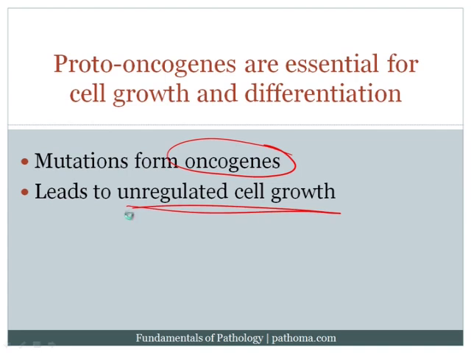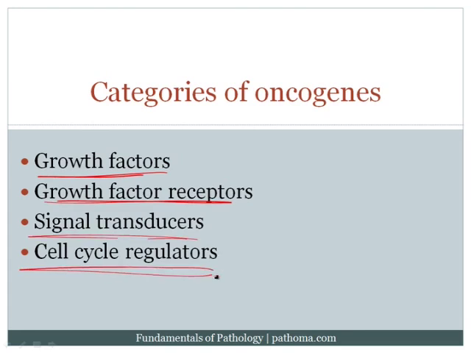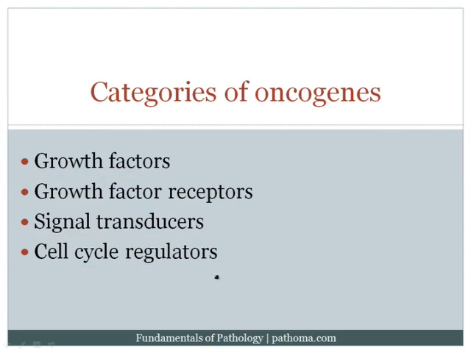Here are the key categories of oncogenes. The categories of oncogenes include growth factors, growth factor receptors, signal transducers, and cell cycle regulators. I think the best way to understand this notion of oncogenes is to go back and remind ourselves of normal cellular growth. So I'm going to generate a whiteboard here and just draw you a simple picture to remind you of something.